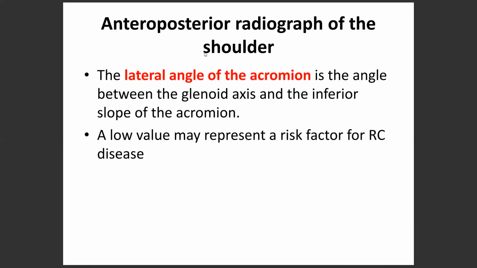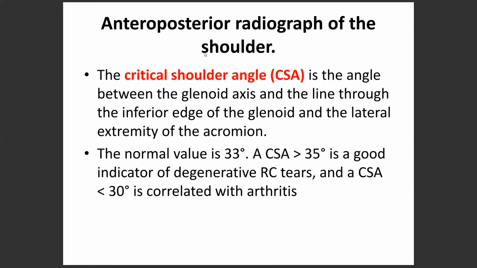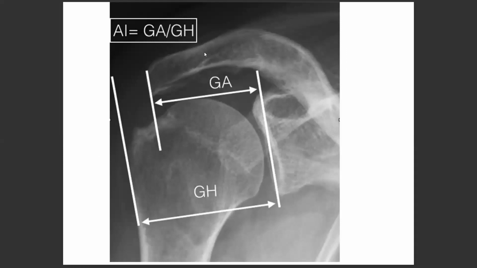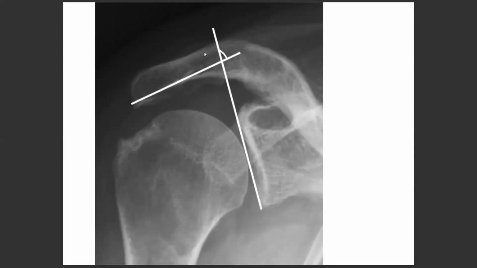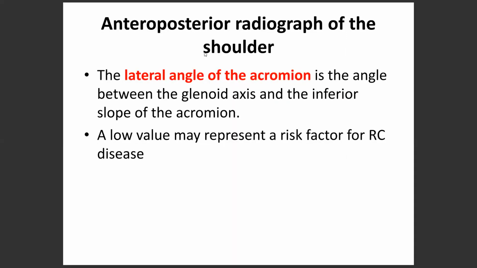So we discussed the three. This is the critical shoulder angle. This is the acromial index, which is the ratio of the GA with the GH. And the last one was the lateral acromial angle, the lateral angle of the acromion.